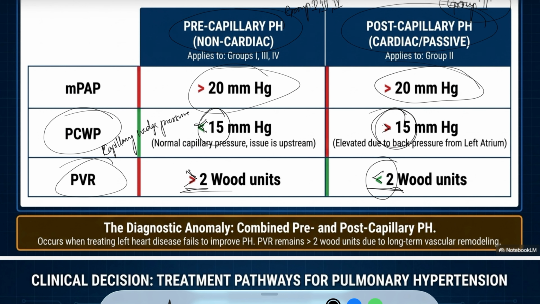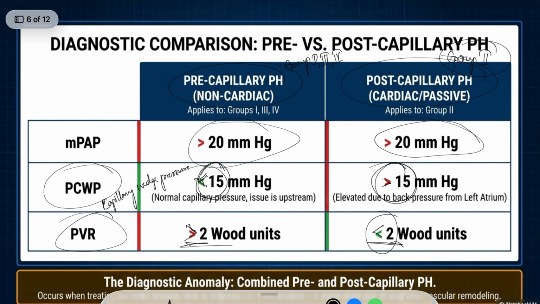So what are the magic numbers you need to remember? Here it is 20, 15, 2. MPAP, wedge pressure, PVR. And the only one which is less in pre-capillary is your PCWP, that is less than 15. I hope this is clear. If there is any doubt, kindly go back and watch the magic numbers. This plays an important role in the treatment part. So you just have to learn this by heart.